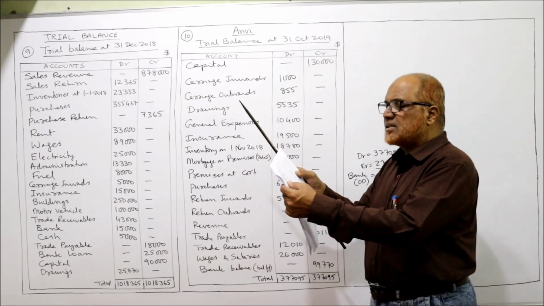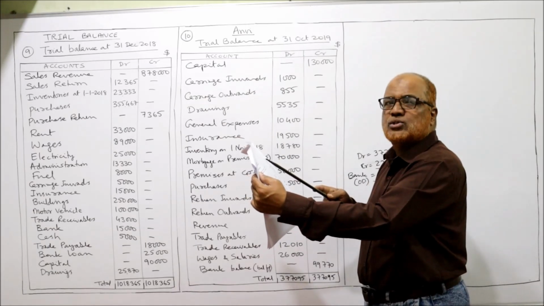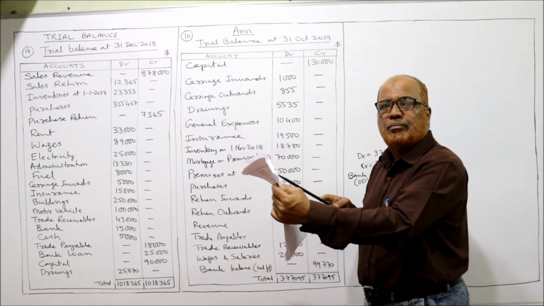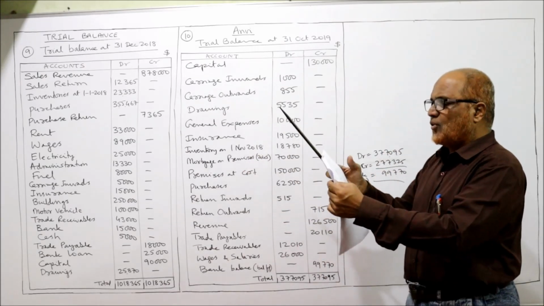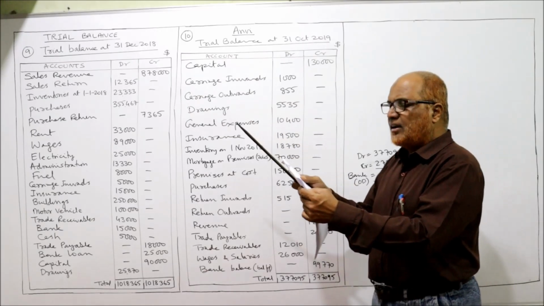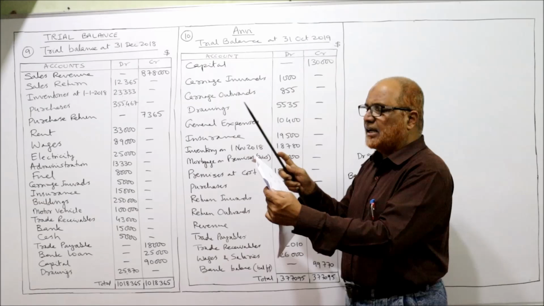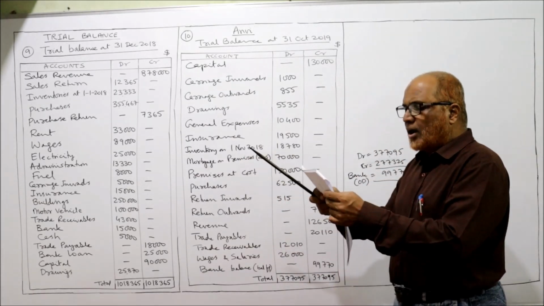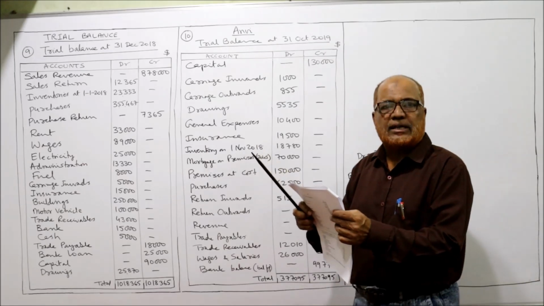Then general expenses, already Anvi has taken 10,400 correctly. She is correct in taking that amount in debit column. General expenses 10,400. Insurance 9,500. She has taken correctly. Inventory at 1st November 2018 18,780 debit side correctly she has taken. Mortgage on premises she has not taken.